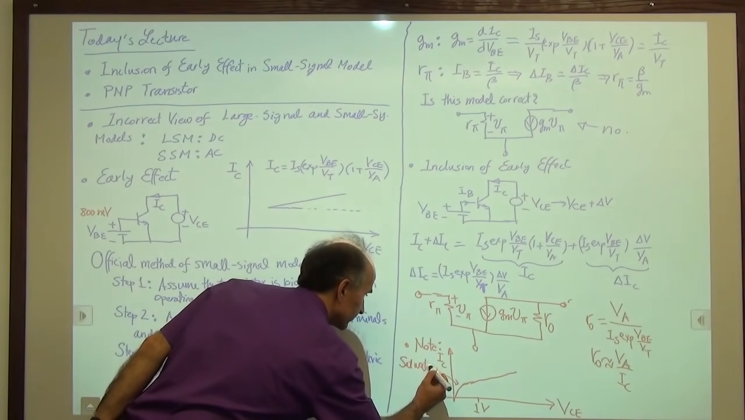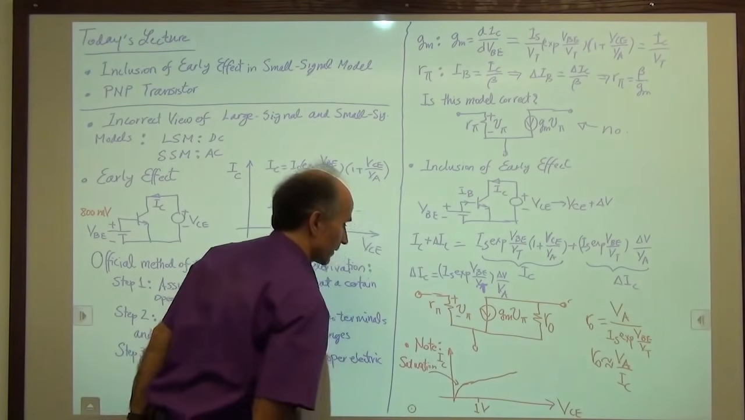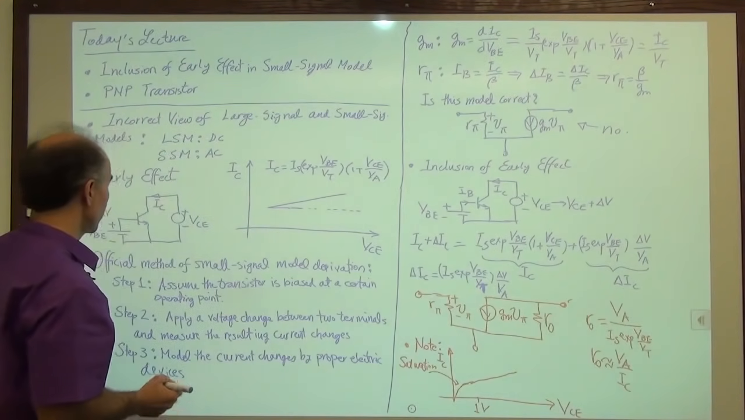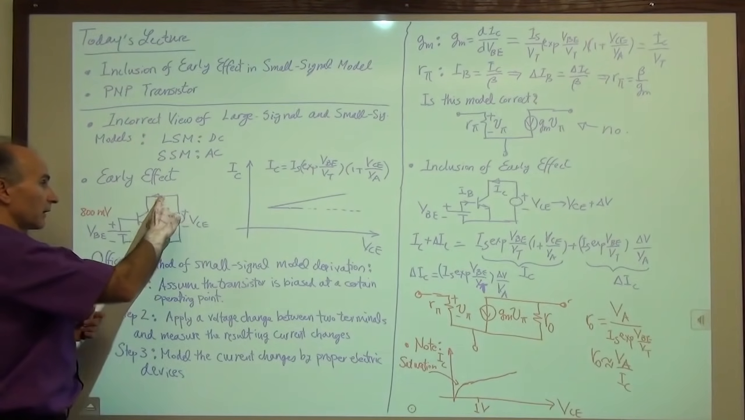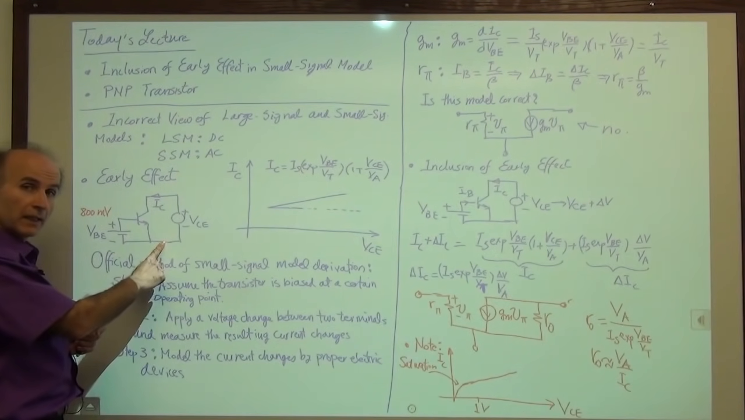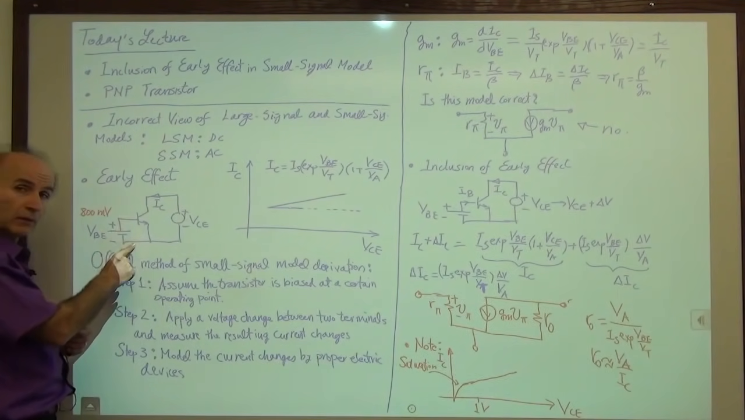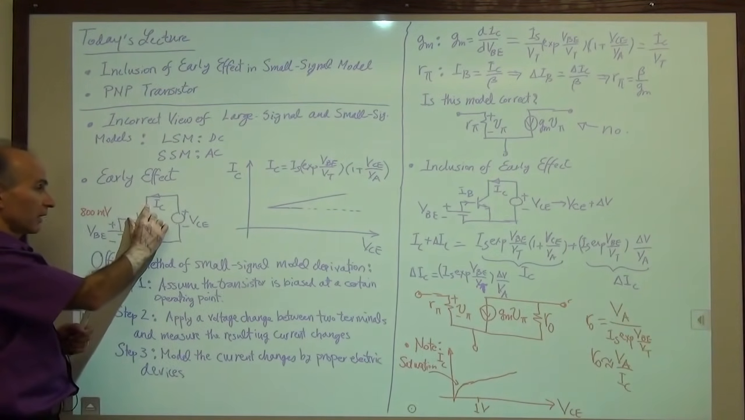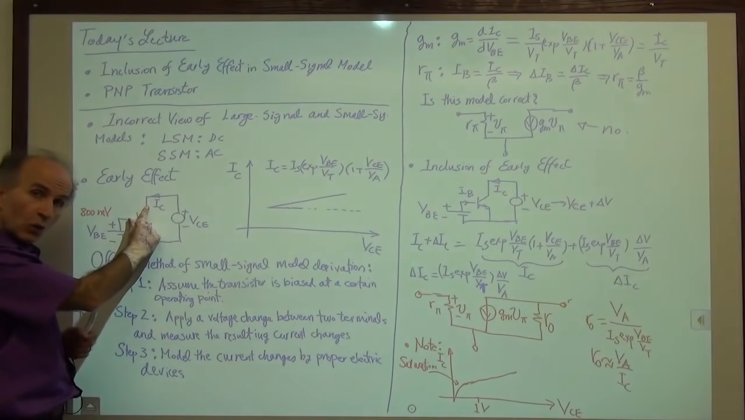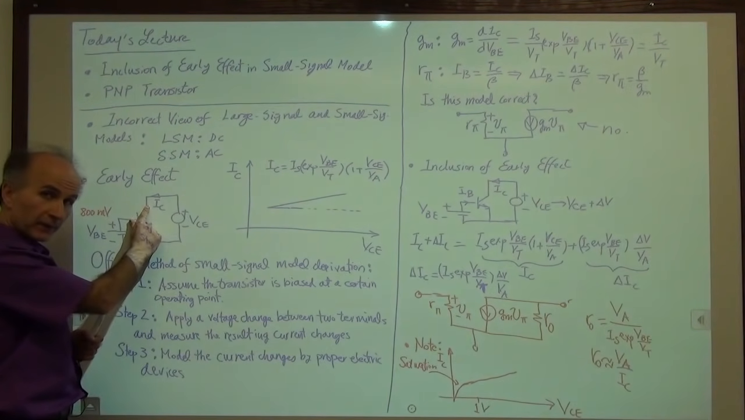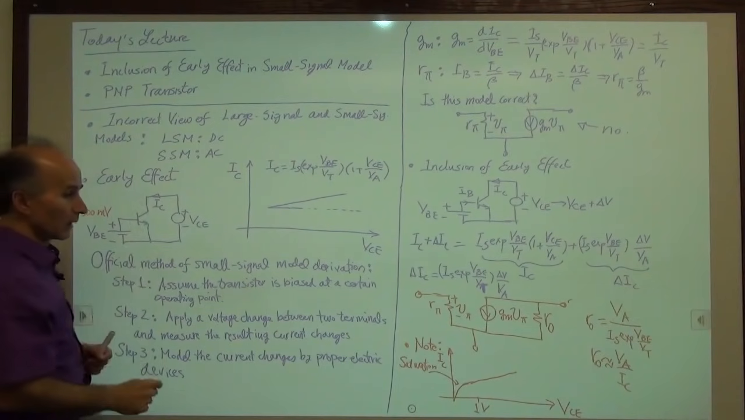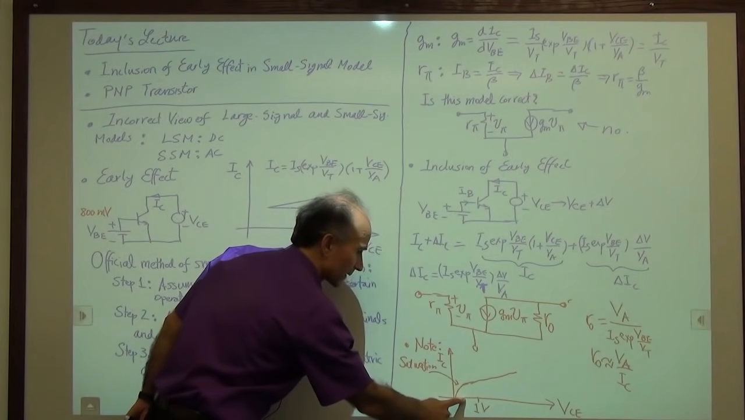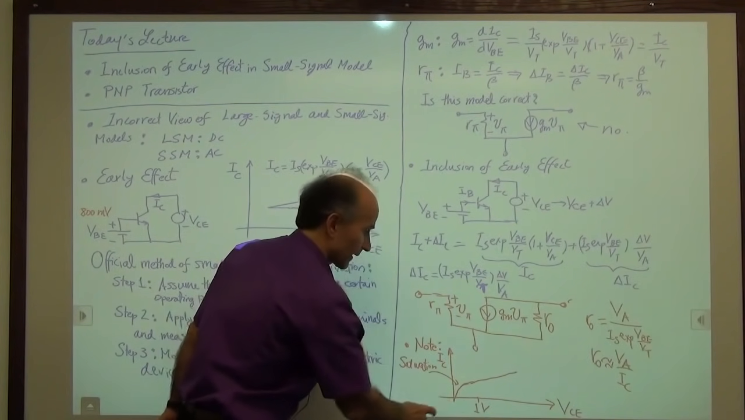Saturation needs to be avoided. So strictly speaking, saturation is avoided if the collector emitter voltage is equal to base emitter voltage or higher. In other words, this junction has zero bias on it or a reverse bias on it. So if this VCE comes down to 0.8 and then starts going below 0.8, we enter saturation.